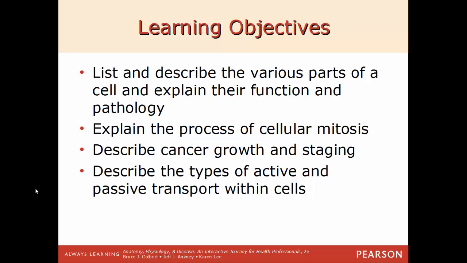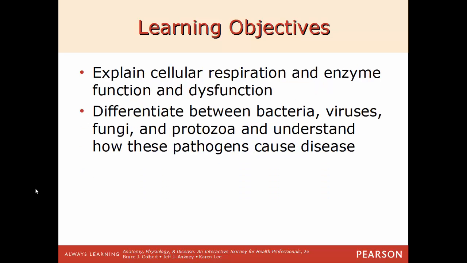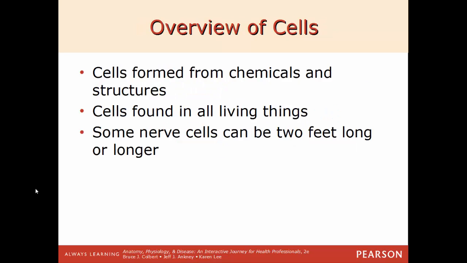Alright, the learning objectives for this chapter: be able to list and describe the various parts of a cell and explain their function. Explain the process of cellular mitosis. Describe cancer growth and cancer staging. And describe the various types of transport, both active and passive, within cells. Also, explain cellular respiration and enzyme function and dysfunction. And be able to differentiate between bacteria, viruses, and fungi, and protozoa, and understand how all of these can cause disease.